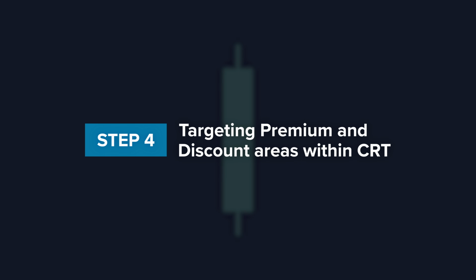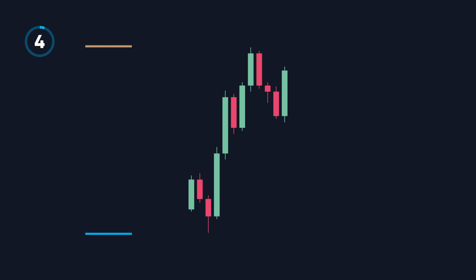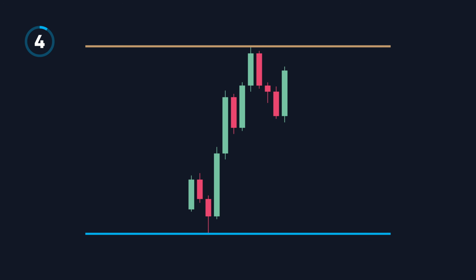So now moving on, we have step number 4, which is that when looking for entries, you should be targeting the ideal premium and discount areas. As we have already covered, we know that a single candle represents its own isolated range on the lower time frames, and this means we should be trading a CRT range the same way we would with any other range.